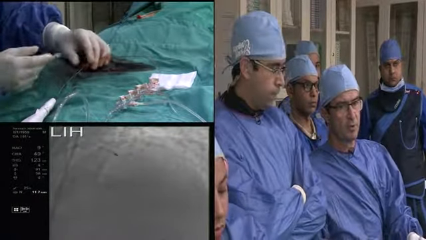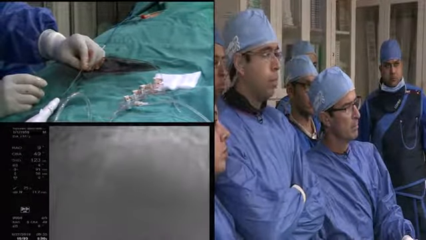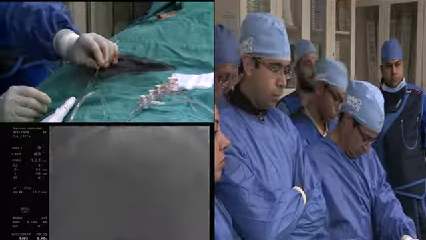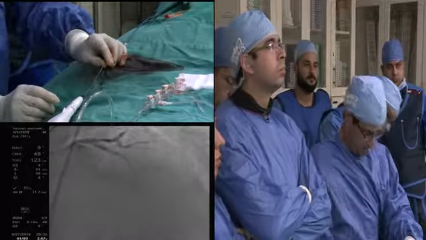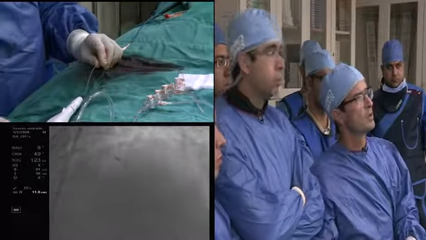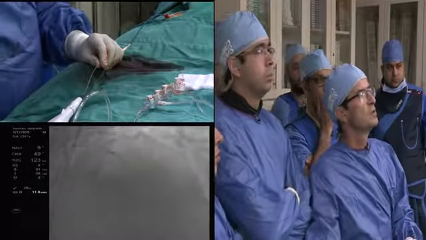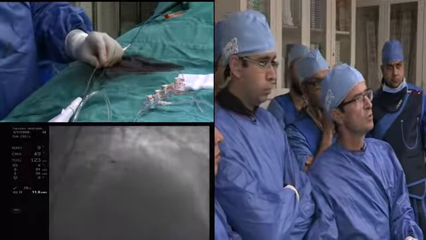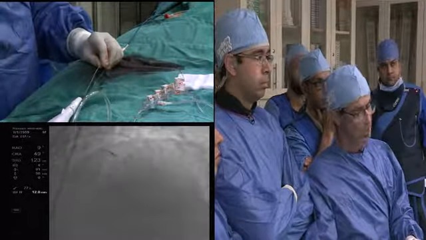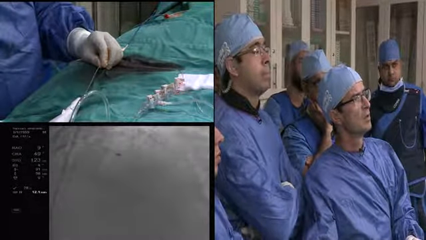I moved the burr. So we are close to the target, and now I switch from the slow speed, which allows me to go to the target, to the high speed. And we are going very slowly.